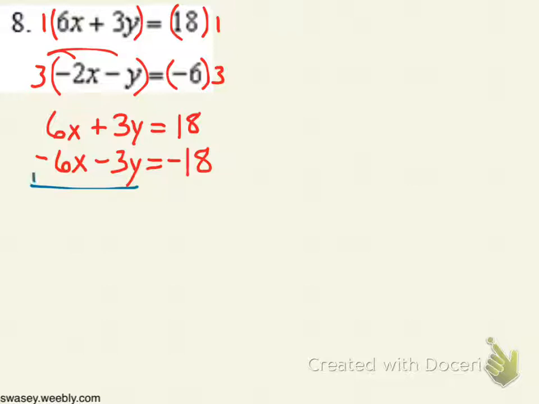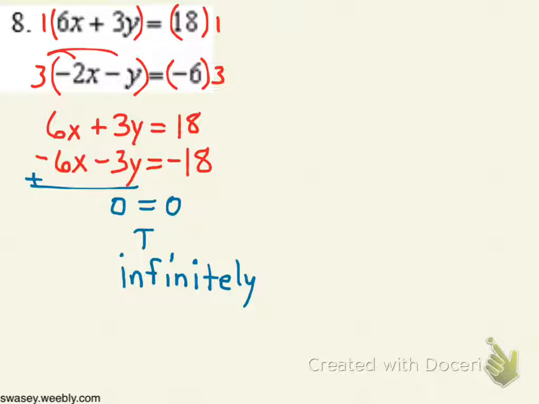Add your equations together. On the left side, both variables are eliminated, so make sure you write the 0. If everything's gone from a side of the equation, write the 0 down. Positive 18 plus negative 18 is also 0. So consider this statement, 0 equals 0. That is true, so it is infinitely many solutions. These are coinciding lines.